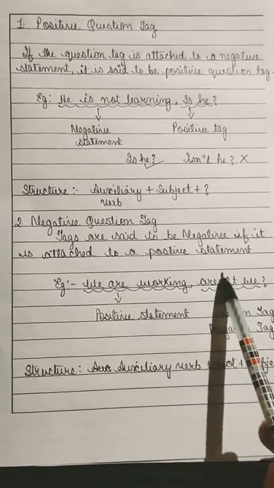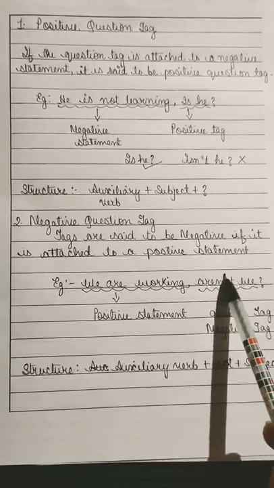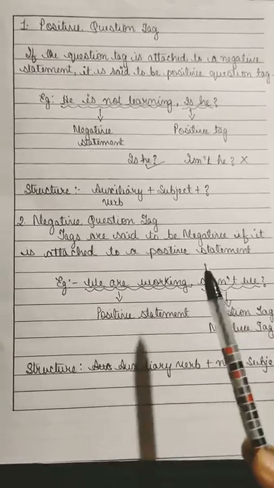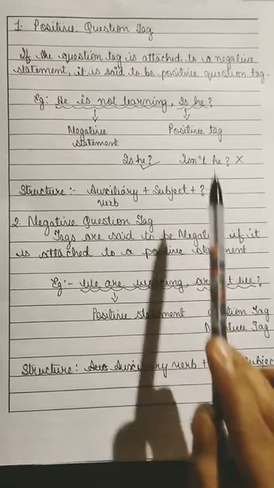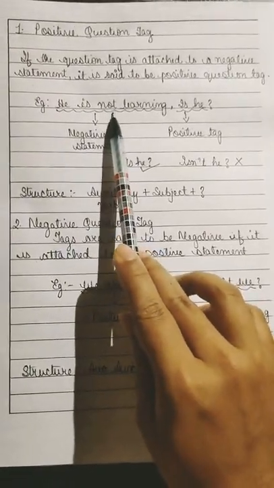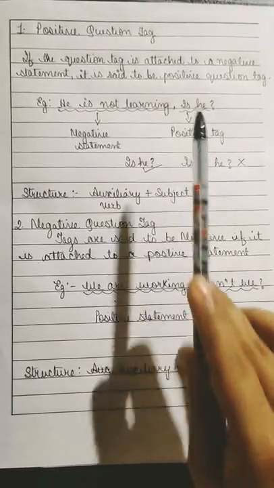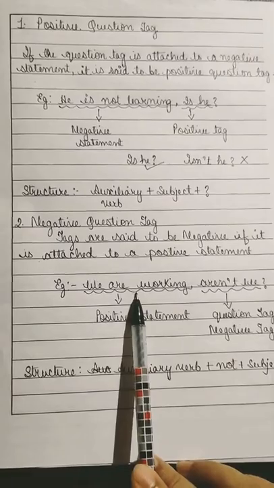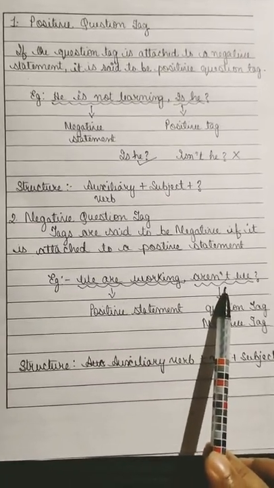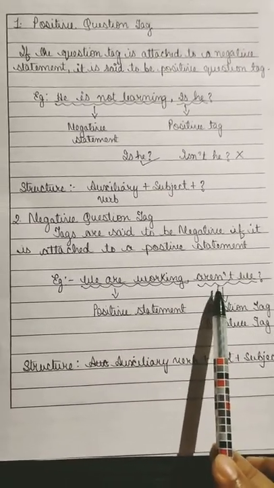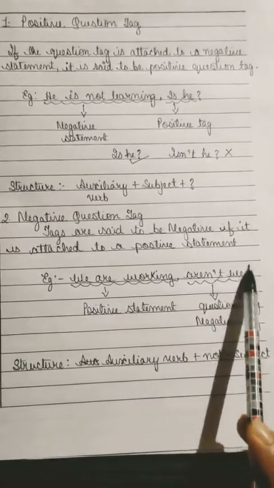Aren't we? This n't, n apostrophe t, is negative, isn't it? So always remember in question tags, if the statement is negative, the question tag will be positive. Okay, and if the statement is positive, the question tag will be negative. Now let me talk about the structure of the negative question tag.